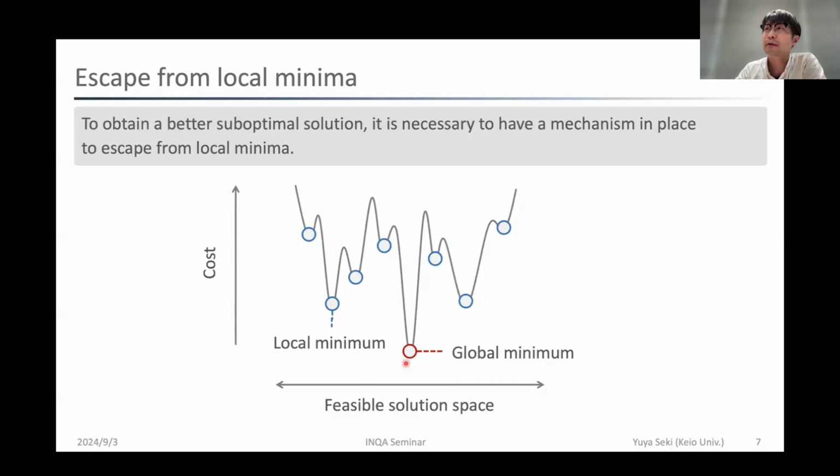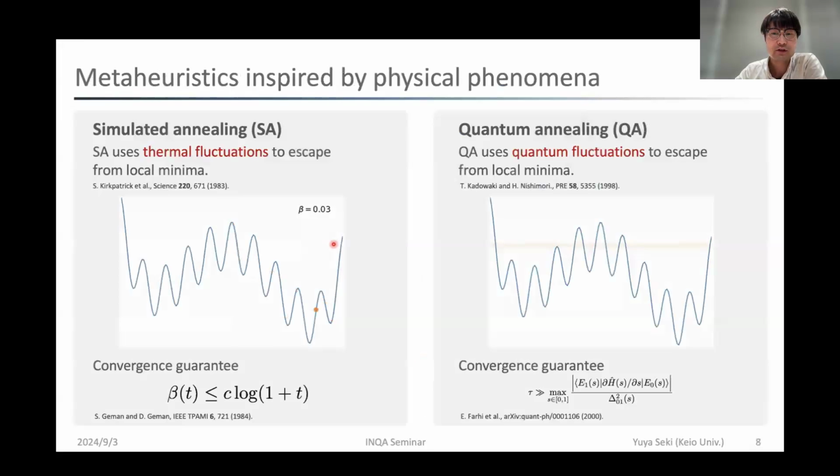Okay, to find the optimal solution or a suboptimal solution, solvers need a mechanism to escape from the local minima. In many cases, the cost function has a very rough shape like this, and there is only one global minimum, but there are lots of local minima around there. To find the global minimum, we need to escape the local minima that have a very high cost. To achieve this, meta-heuristics inspired by physical phenomena have been developed.